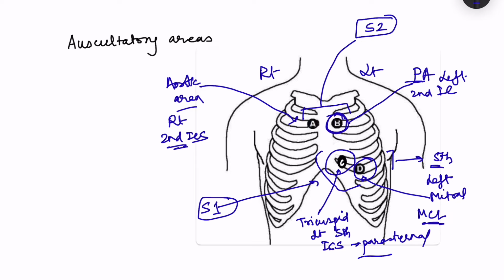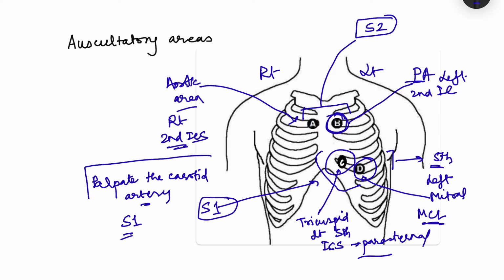Second thing is that while auscultating, we should always palpate the carotid artery. Always palpate the carotid artery. As we feel the pulse in the carotid artery and we hear the sound, we match which sound is matching with the pulse of the carotid artery. So that is S1. S1 always matches with the pulse of the carotid artery. So this helps us in differentiating which sound is S1 and which sound is S2, especially when the heart rate is more. So always remember, while auscultating, palpate the carotid artery. S1 coincides with the pulse of the carotid artery.